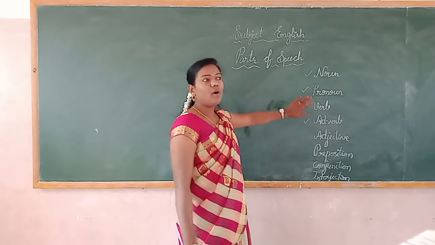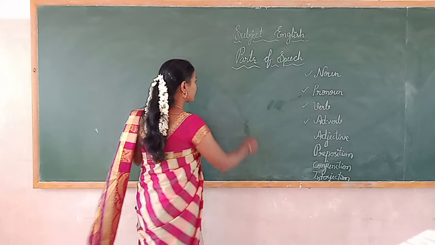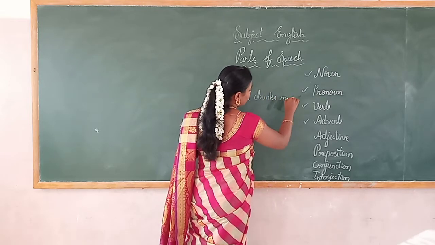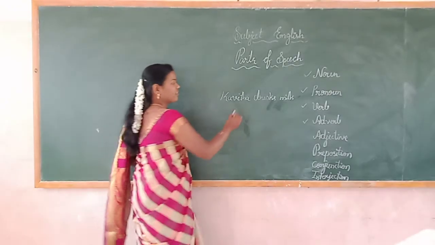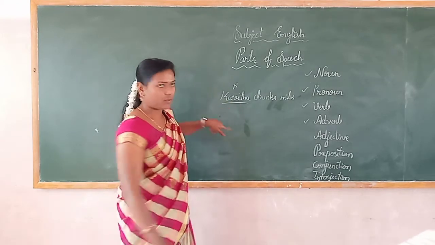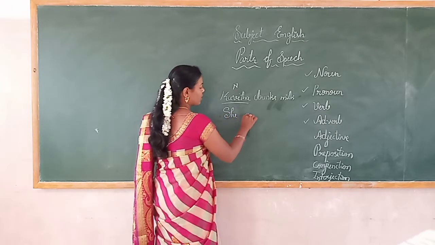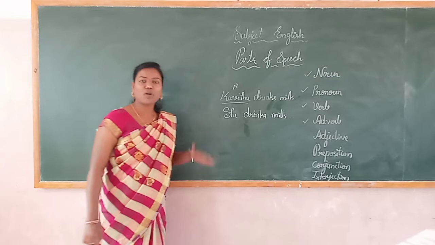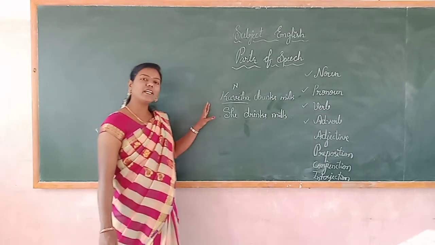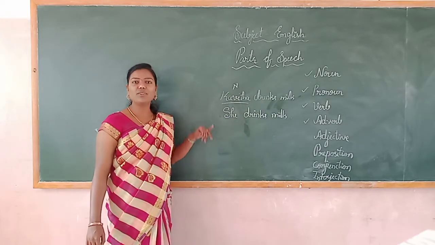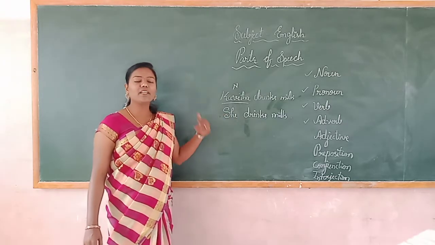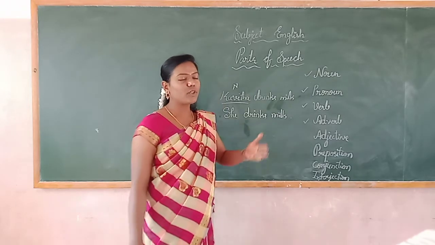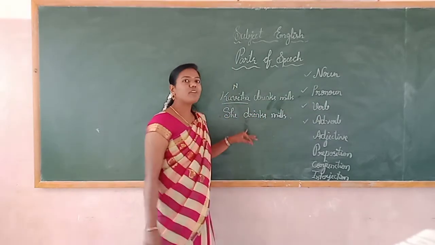Second one, pronoun. Pronoun is a word used instead of noun. For example, Kavita drinks milk. Dear student, here, which one is noun? Kavita is the noun. Instead of noun, we use pronoun. So, instead of noun, what do you use here? She drinks milk. If I write here, Raju drinks milk, what do you use there? Instead of Raju, we use he. If I write here, children drink milk, instead of children, we use they. Teacher drinks milk, here instead of teacher, we use she. Okay. So in the singular case, we use he, she, it. And in plural case, we use they, we, you.